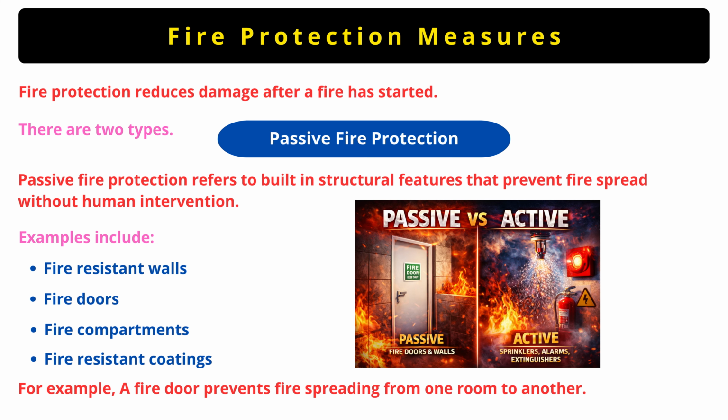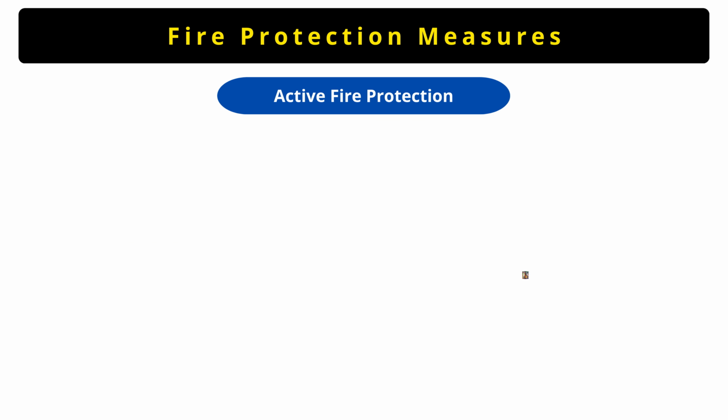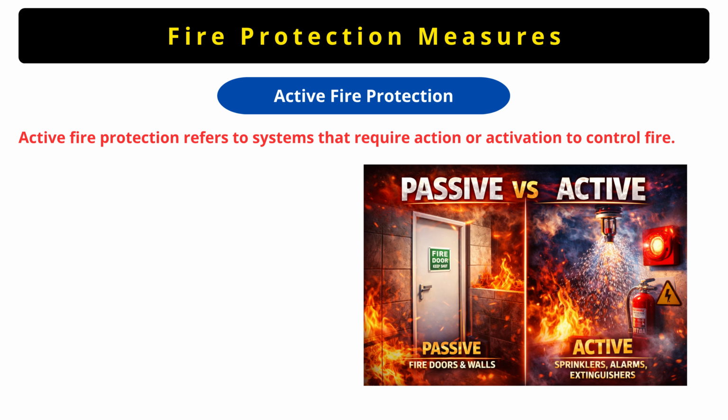Let's understand with an example. If a fire starts in one room and a proper fire door is installed, the fire will not easily spread to another room because the fire door acts as a barrier. Passive systems are always present. They provide silent protection.